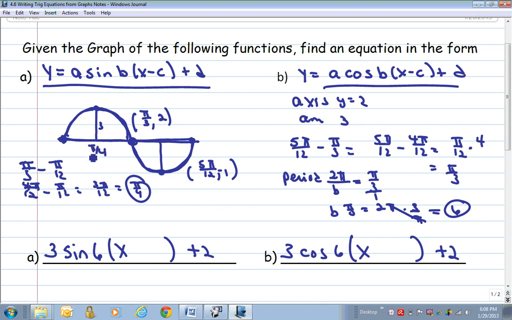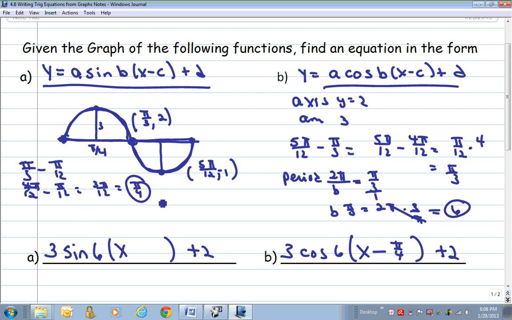So for cosine, we would have to shift to the right pi over 4, so we would say minus pi over 4. For sine, we have to go back another 12th. We could either take pi over 4 and subtract a 12th, or we could have gone back to pi over 3 and subtracted a 6th, whichever is more comfortable with you.